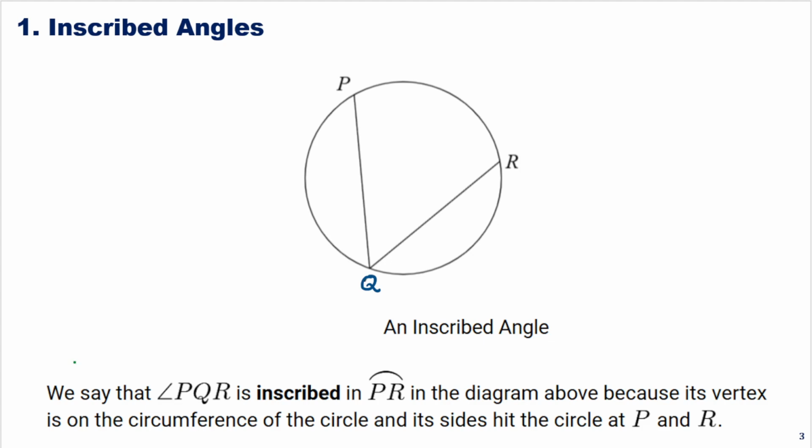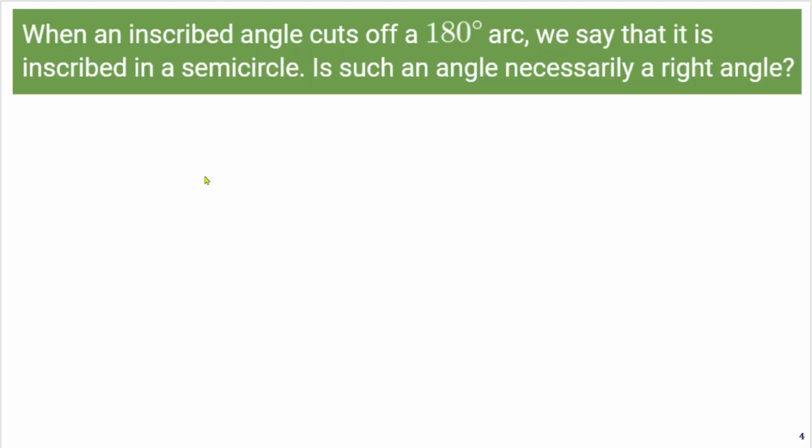Actually, the inscribed angles are enormously useful tools in geometry. In this lesson, we'll explore how inscribed angles are related to the arcs they cut off. So now let's consider an introductory example here. When an inscribed angle cuts off a 180-degree arc, we say that it is inscribed in a semicircle.